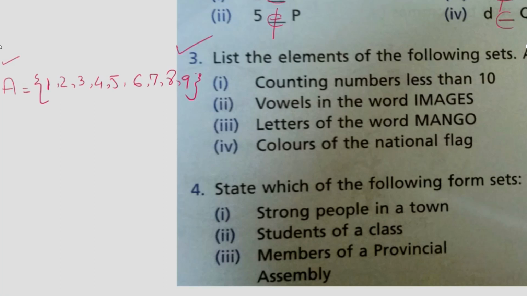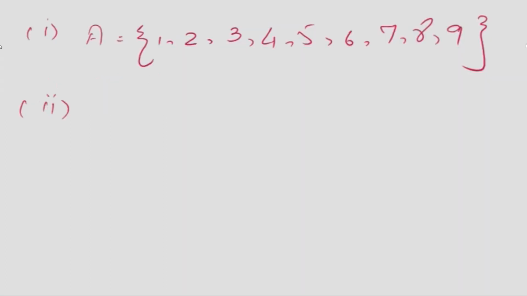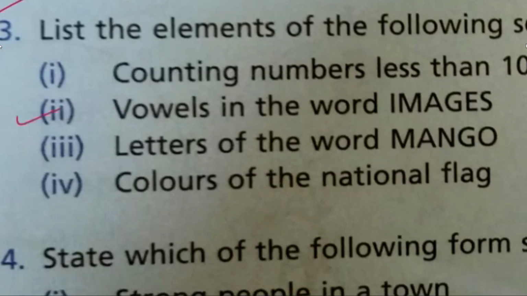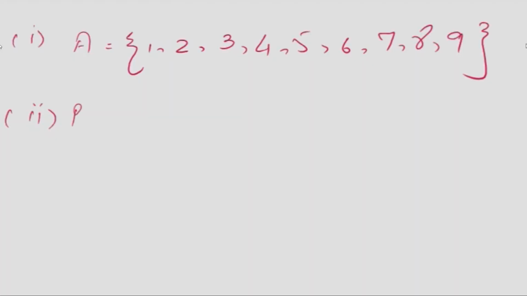Now the next one, the second part, is vowels in the word images. So how many vowels are there? I, A and E. So there are three vowels. We are denoting that set as B, that is equal to I, A and E.